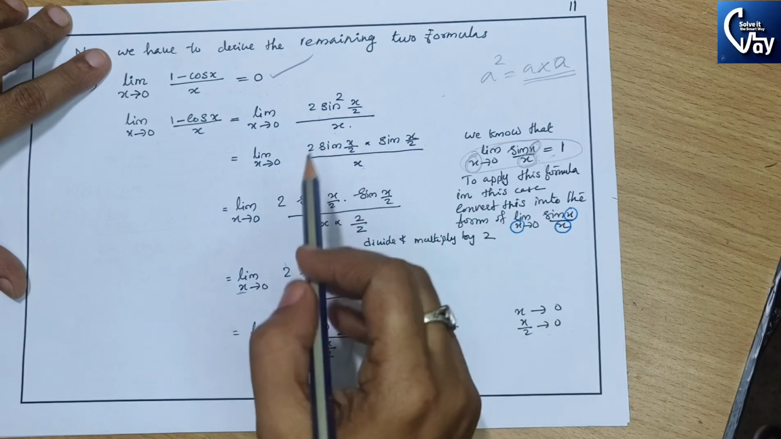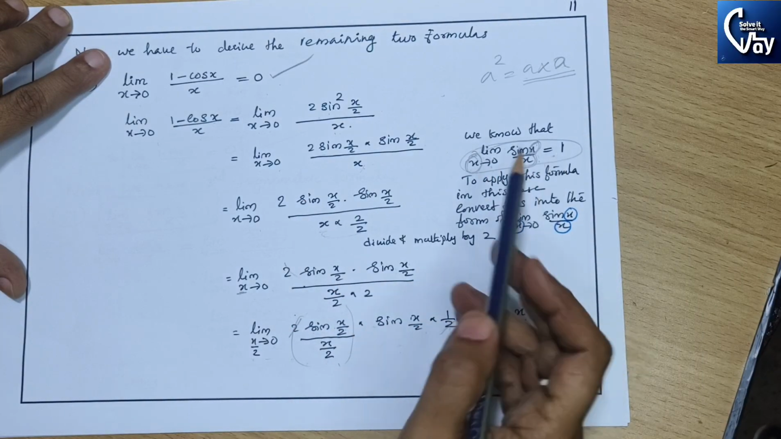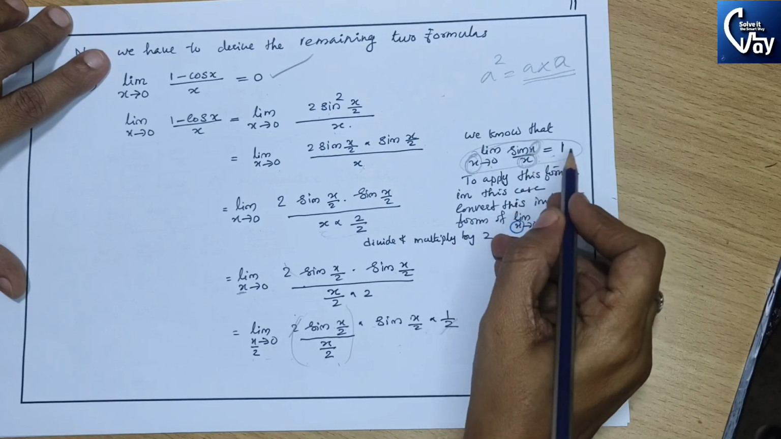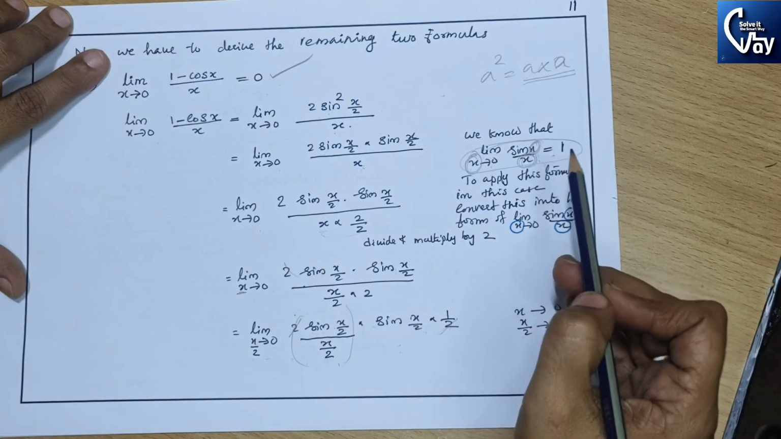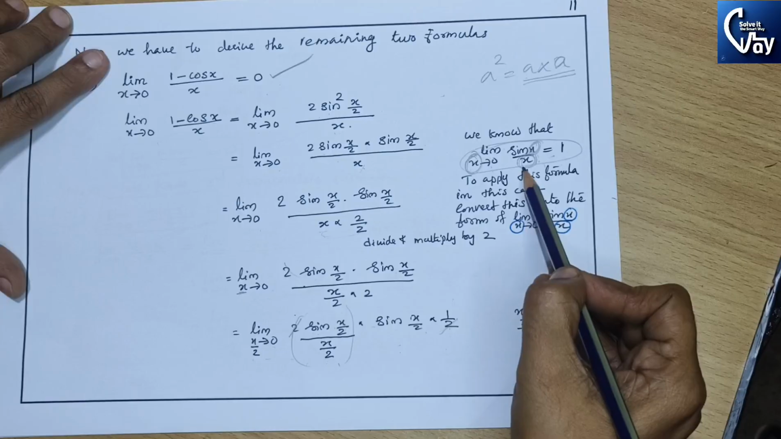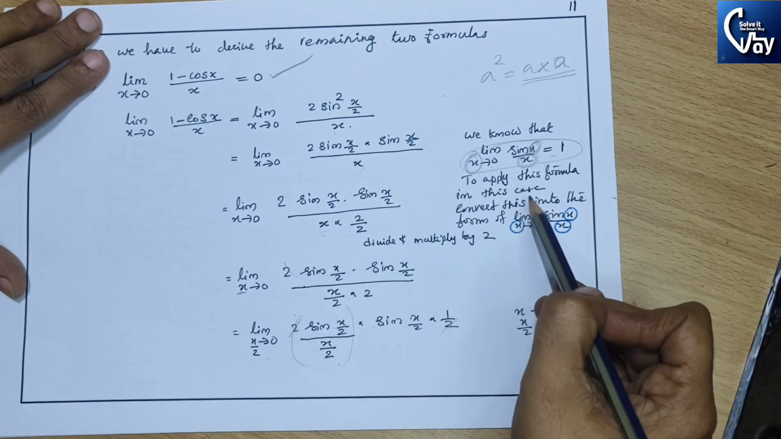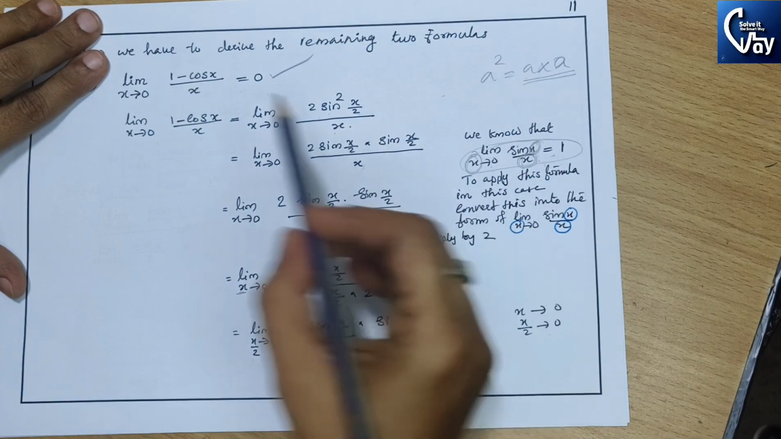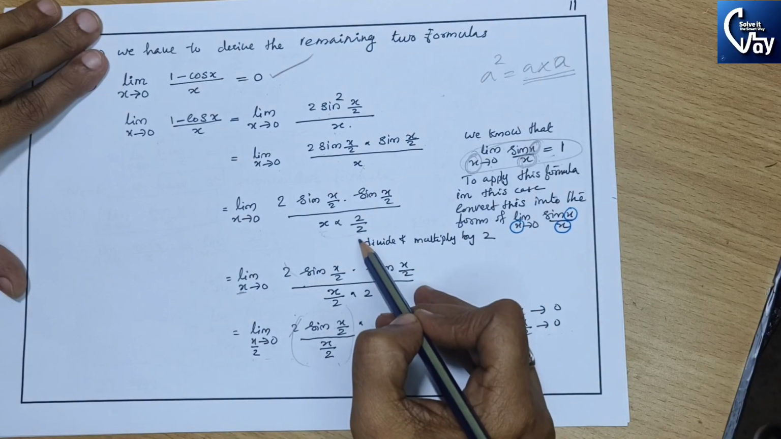So we know that limit x approaching 0 of sine x by x is equal to 1. So here we apply the first trigonometric formula. In this case, we convert this equation into the form of this. How to convert? Here sin x by 2 is there. If we want to apply this formula, here also we want x by 2. Here only x is there. So we want to multiply and divide by 2.